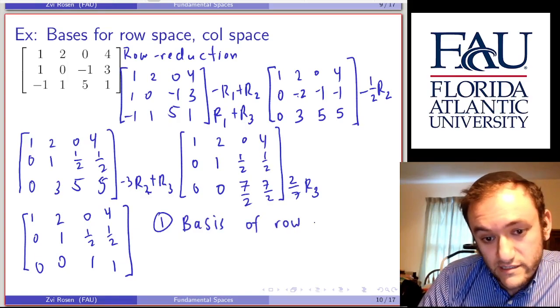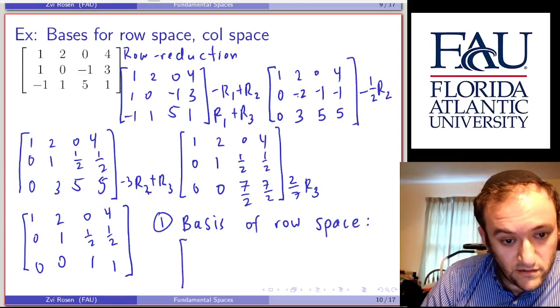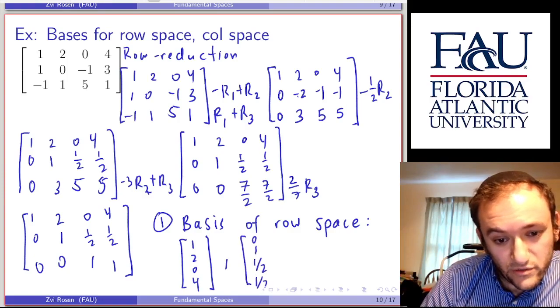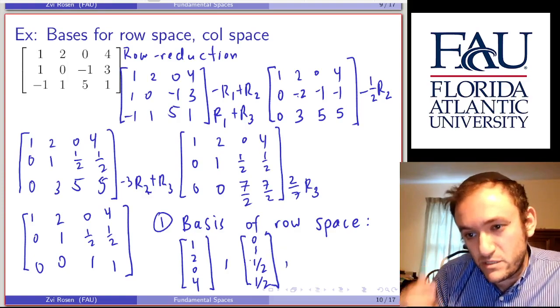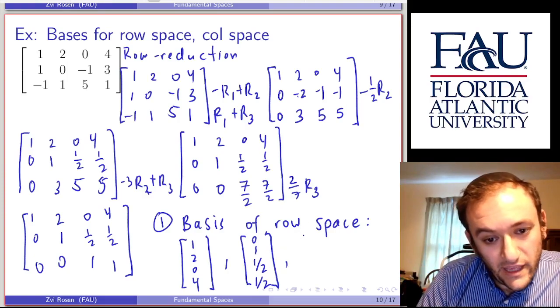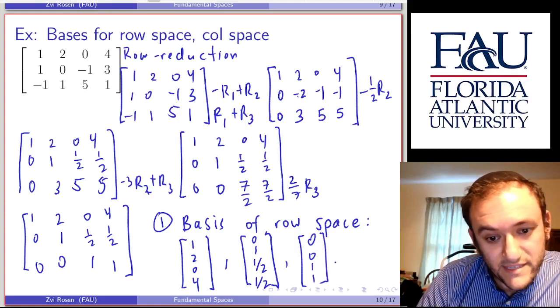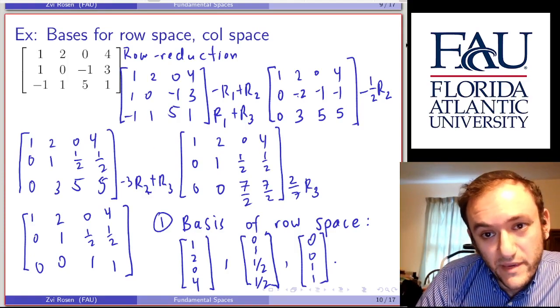Okay, so for the basis of the row space, you just have to take the non-zero rows, which is all of the rows. So we get 1, 2, 0, 4, 0, 1, 1 half, 1 half. If you want, you could scale that to get rid of the fractions, but that's not necessary. It would be 0, 2, 1, 1 in that case. And 0, 0, 1, 1. This is a basis for our row space. It's three-dimensional.